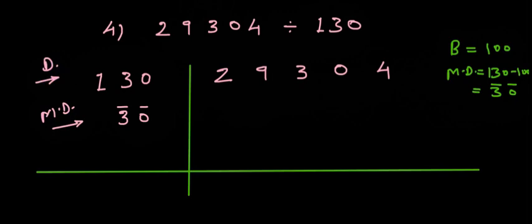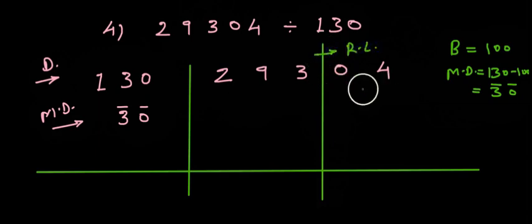Now, drawing the remainder line. How do we draw the remainder line? First of all, we count the number of zeros in the base. How many zeros are there? 2 zeros. So leave 2 digits at the right side and draw a vertical line. And this vertical line is called the remainder line. Right? You have to draw the remainder line in such a way that the digits at the right side of this remainder line should be equal to the zeros in the nearest base. There are 2 zeros in the nearest base and there are 2 digits at the right side of the remainder line. Now let us start the actual division process.